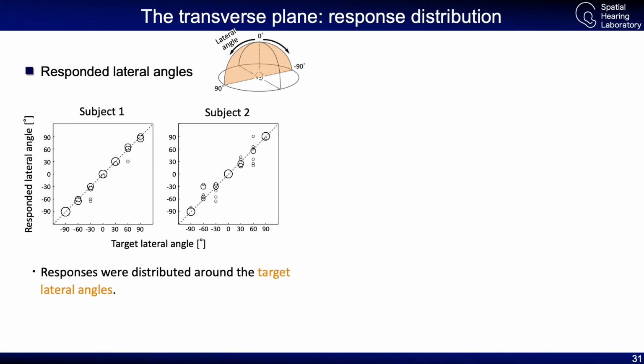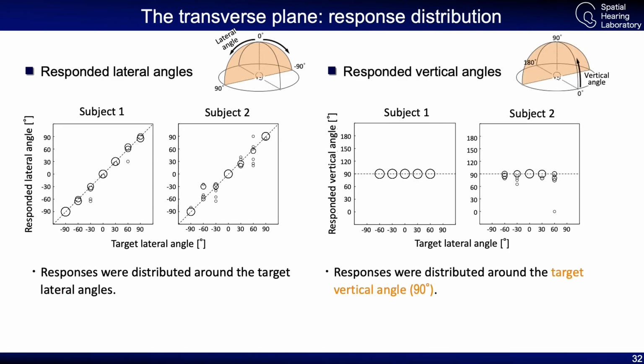These figures show the responded lateral angles to the individualized HRTF in the transverse plane. For both subjects, the responses distributed around the target lateral angles. For the vertical angle, most of the responses of both subjects were distributed around the target vertical angle of 90 degree.